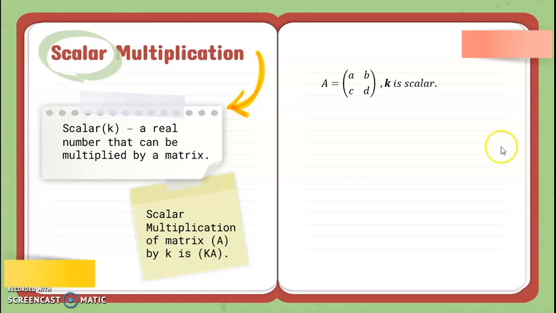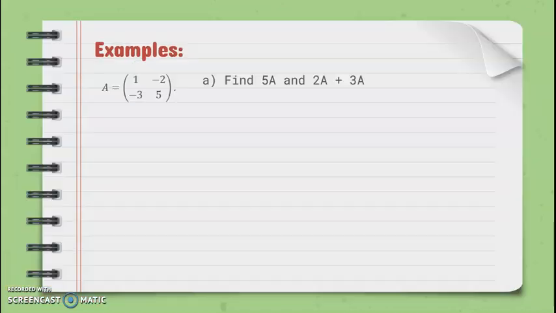So let's see this one. If matrix A is this and k is a scalar, remember k is a real number. Then scalar multiplication of matrix A can be done like this. k multiplied with a gives ka, then k multiplied with b, k multiplied with c, and k multiplied with d. So that's how we do scalar multiplication. So let's try one example, okay? Given that matrix A is this, find 5A and 2A plus 3A.